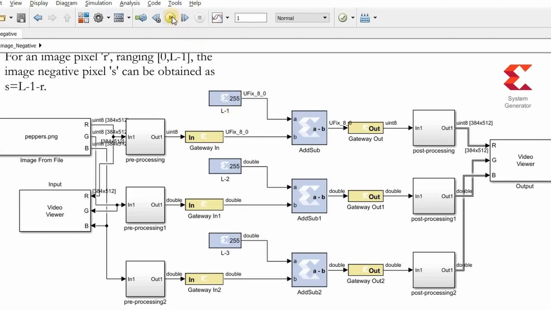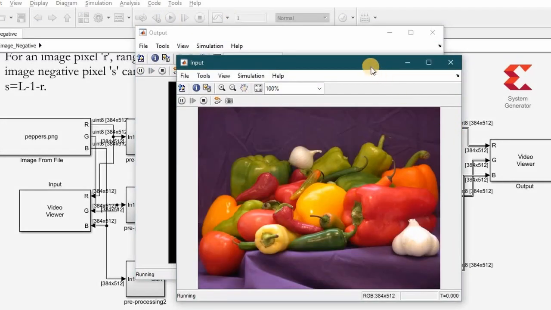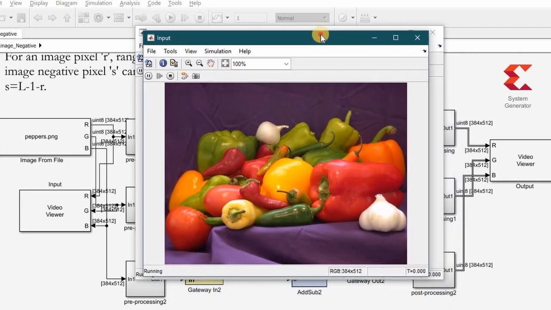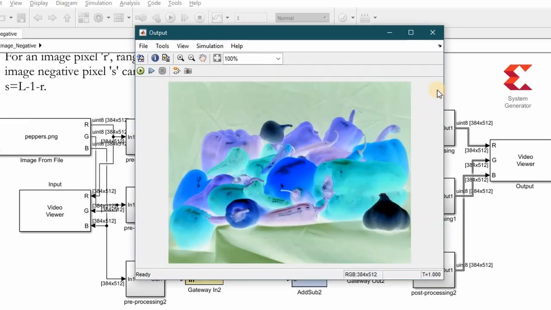So now let's run for the output. First let us see the input and then the output. Yes, this is the image negative output for the color image. I hope you have seen such kind of images. For better understanding, you practice with some more images. You take a human face and see the output. So it will be very good for practice.